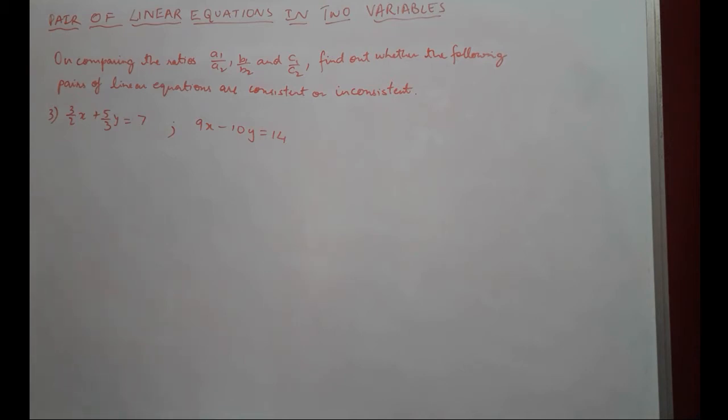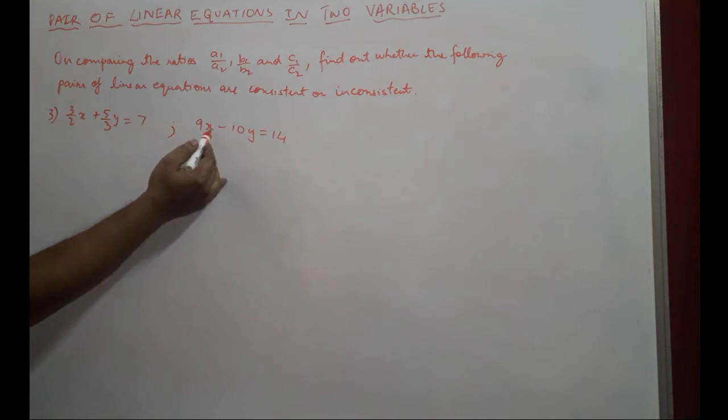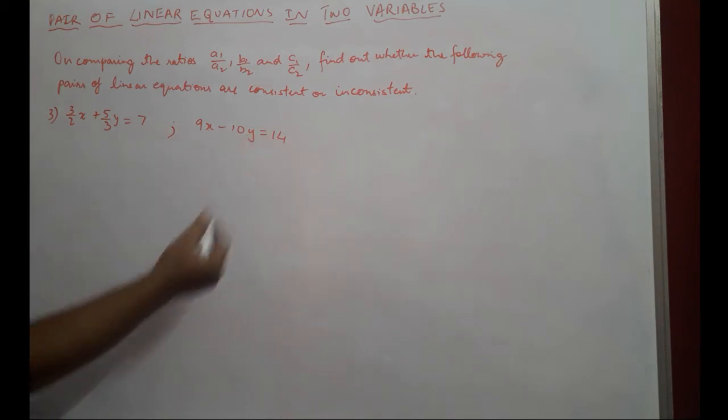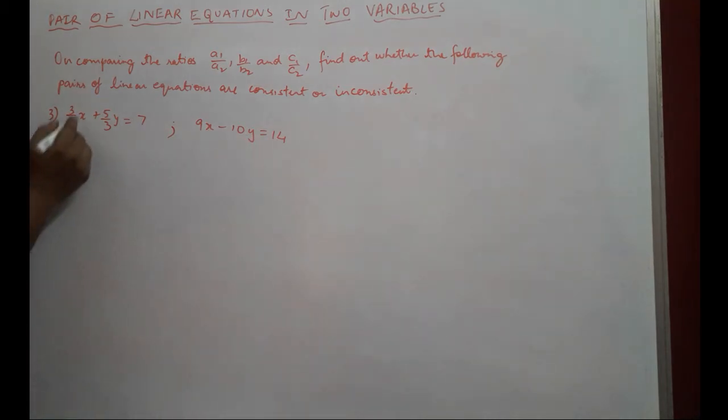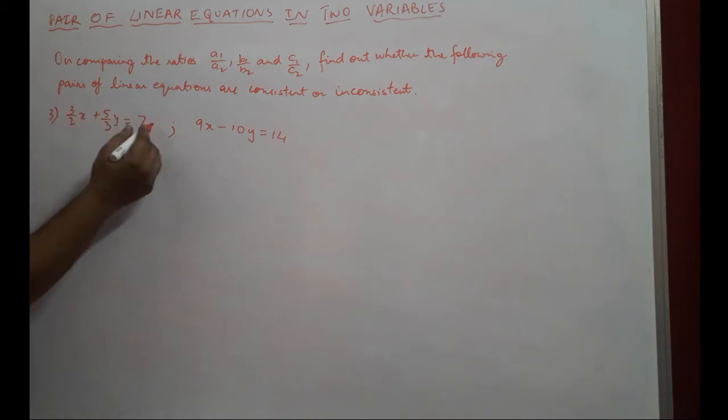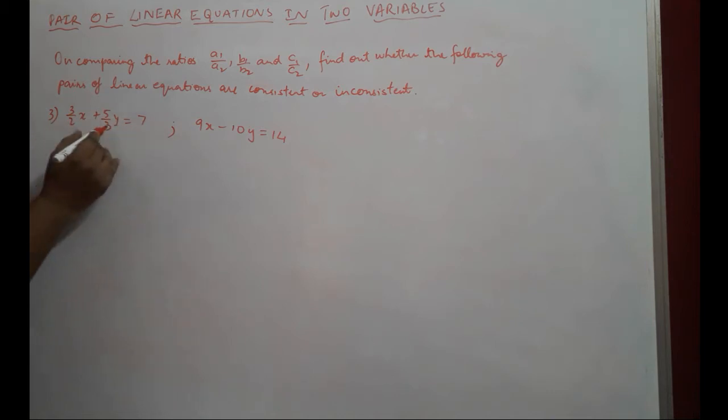So our next problem is 3 upon 2x plus 5 upon 3y equal to 7 and 9x minus 10y equal to 14. So we can either take this 3 upon 2 as A, or we can get the LCM of this. Let's get the LCM to make it easier. So over here, the LCM of 3 and 2 will be 6. So we multiply throughout by 6. So if we multiply throughout by 6, this is what we get.